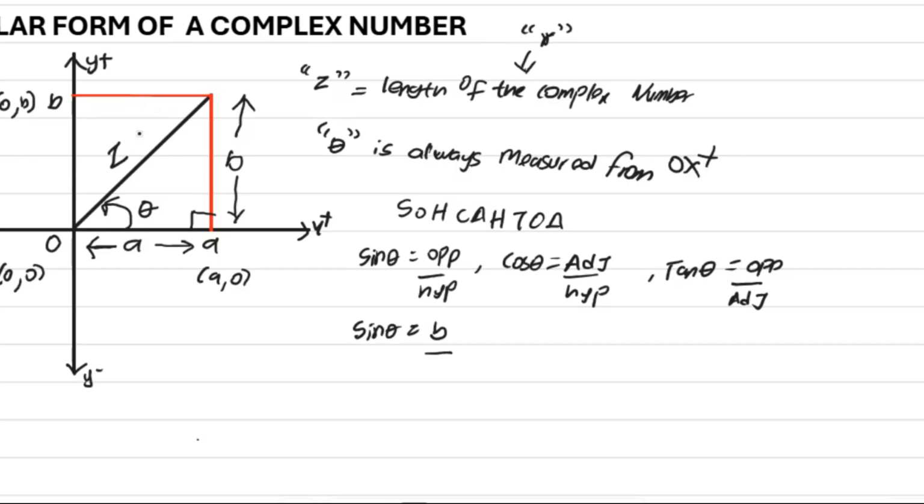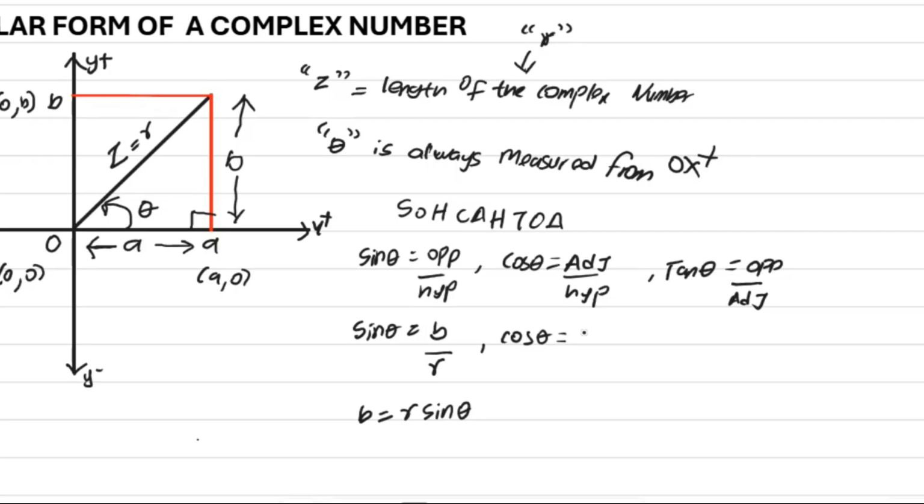So it means that our hypotenuse here, instead of using the z, I'll now use R, where our z is equal to our r. So sine theta here is going to give us b over hypotenuse, which will give us b over r. If you cross multiply, b will be equal to r sine theta. That's our first equation.